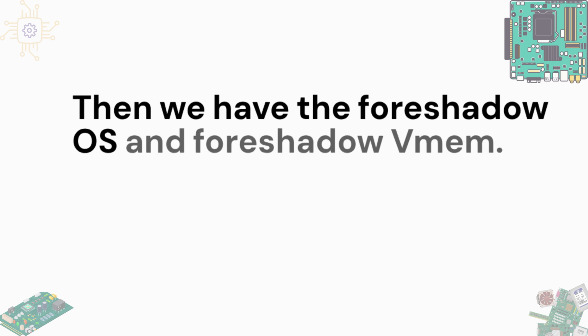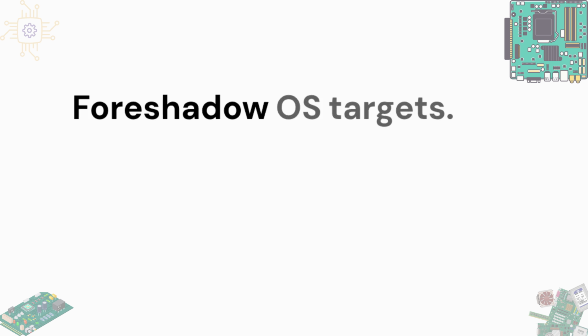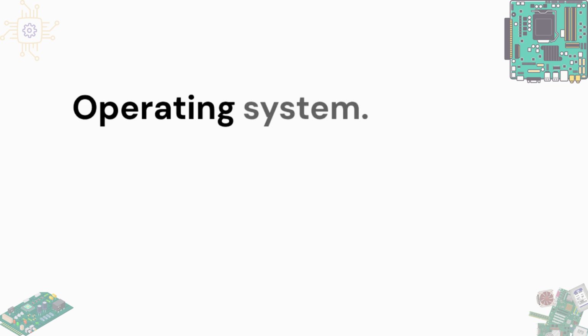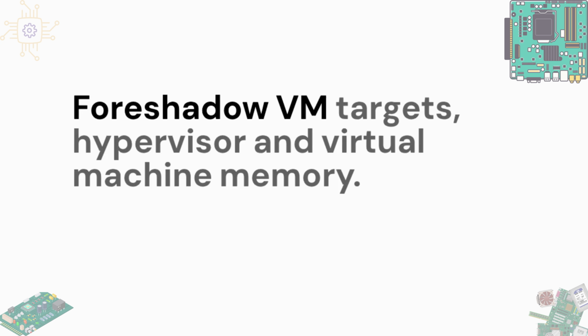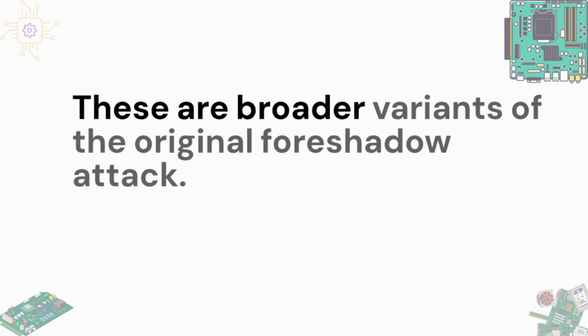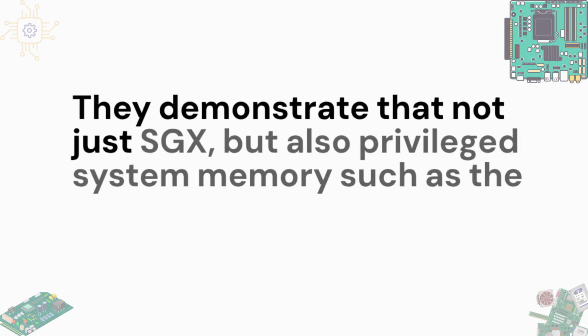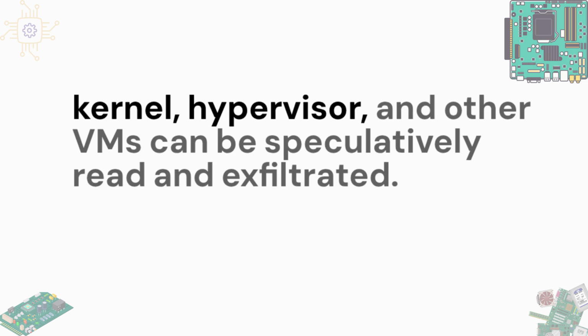Then we have Foreshadow-OS and Foreshadow-VMM. Foreshadow-OS targets operating system kernel memory. Foreshadow-VMM targets hypervisor and virtual machine memory. These are broader variants of the original Foreshadow attack. They demonstrate that not just SGX, but also privileged system memory, such as the kernel, hypervisor, and other VMs, can be speculatively read and exfiltrated.